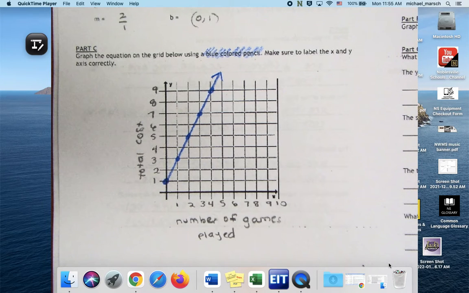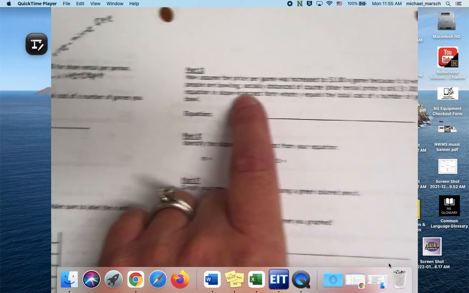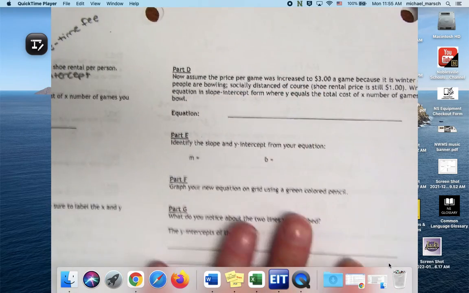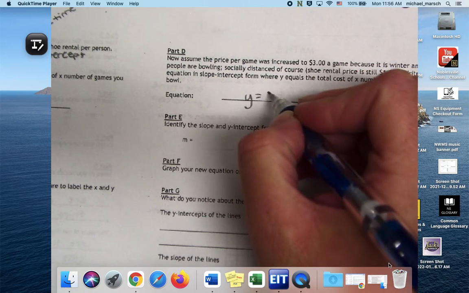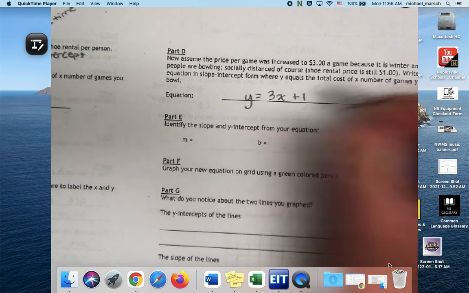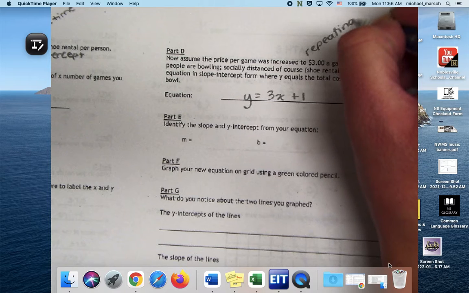Assume the price per game is increased to $3 because it's winter and a lot more people are bowling. Socially distanced, of course. Clearly I wrote this last year. Shoe rental is still $1. Write a new equation in slope-intercept form. Maggie? Is it y equals 3x plus 1? Y equals 3x plus 1, because this 3 is our repeating fee that changed this time.